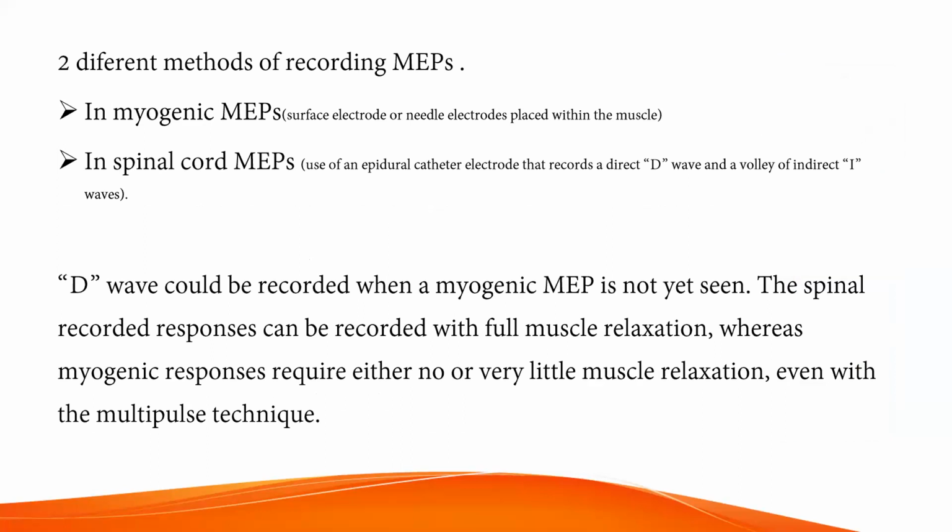And the resultant response can be recorded at two levels: the myogenic level, at the level of muscle, and at the level of spinal cord. At the level of spinal cord, whenever it is stimulated, the first waveform formed is called the D wave. It could be recorded even when the myogenic response is not yet formed. This response could be recorded even with full muscle relaxant, whereas the myogenic response requires either no or very little muscle relaxant.